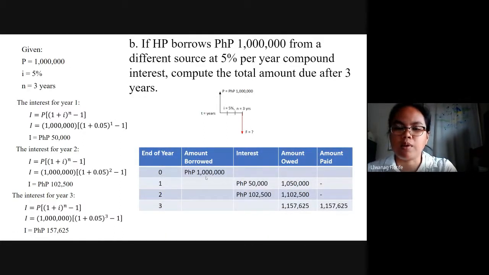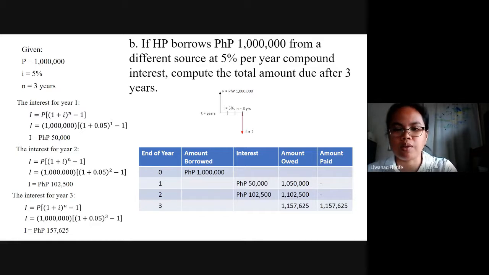So if we tabulate them, we have here the amount borrowed, 1 million at the end of year 0. And then the interest for year 1 is 50,000. The interest for year 2 is 102,500. And the interest for year 3 is 157,625. And then the amount due at the end of year 3 is 1,157,625. And the amount paid is 1,157,625 pesos.